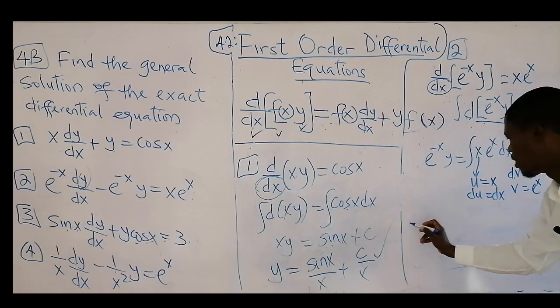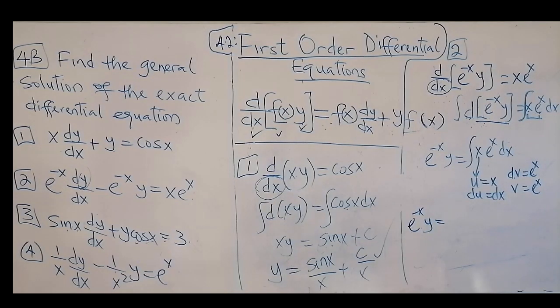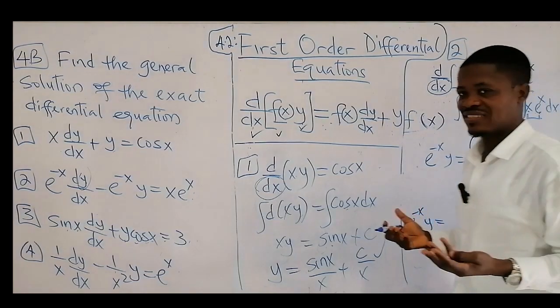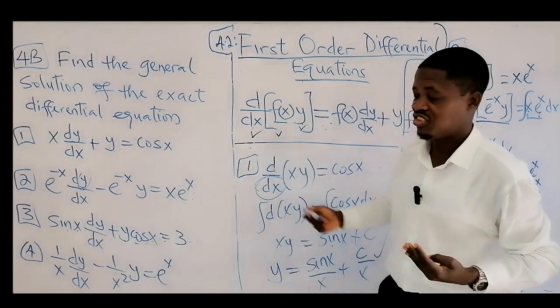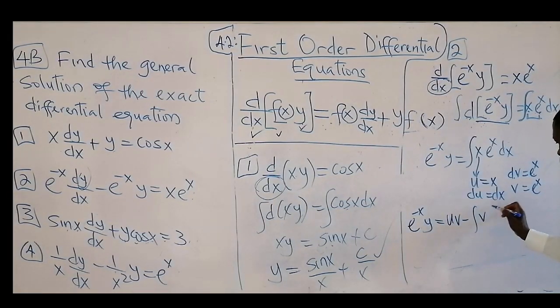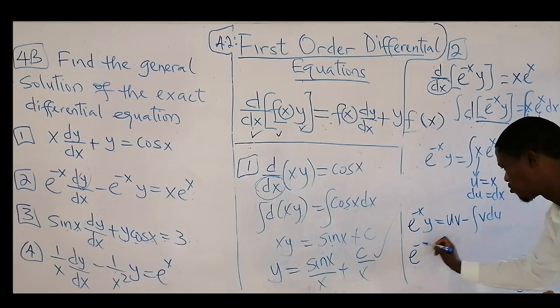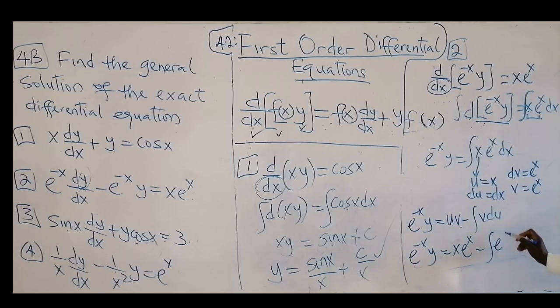So then we now have the left side equal to, there's a formula for integration by parts, and we have dealt with integration by parts, so please check integration by parts on this channel. The formula is uv minus the integral of v du. So we're going to substitute. Your u is this, your v is this. Then minus, your v is exponential to power x, then du is equal to dx.